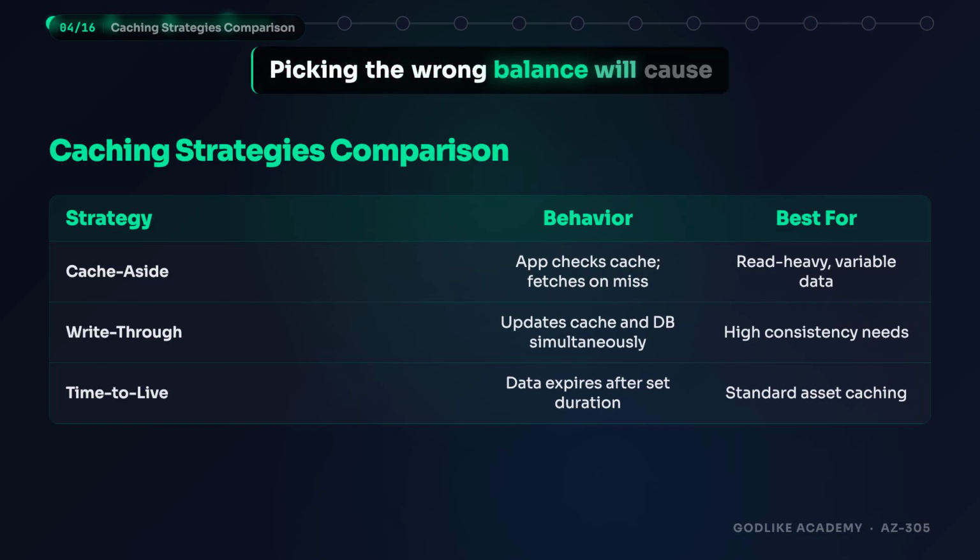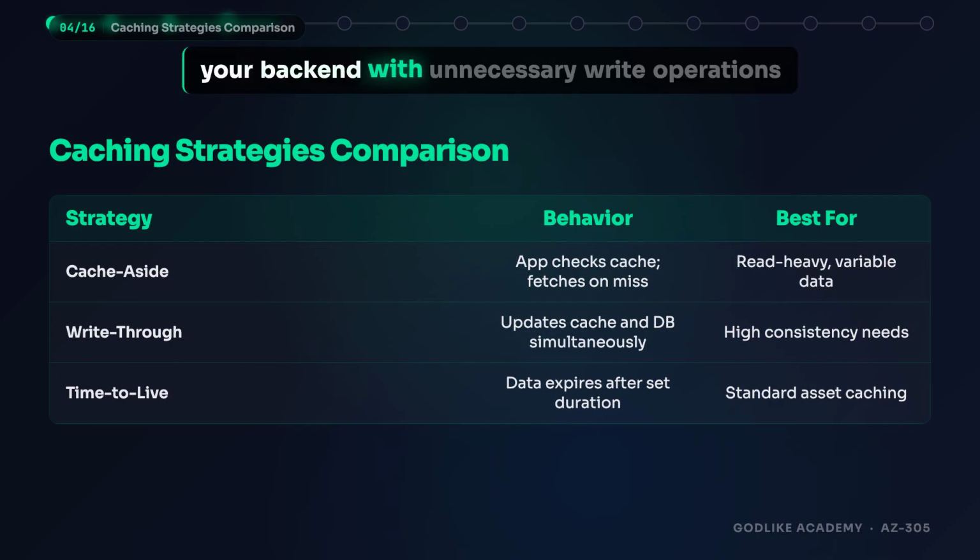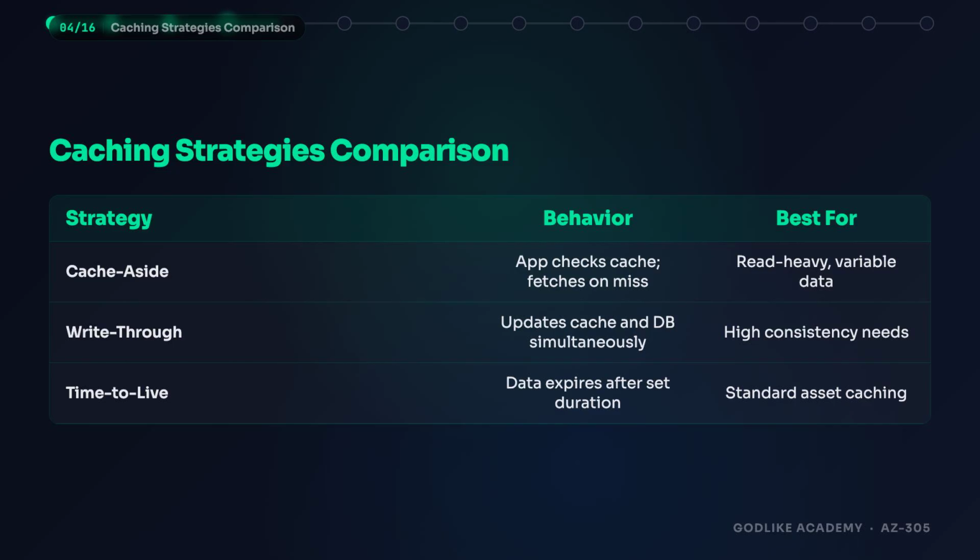Picking the wrong balance will cause stale data to surface or overwhelm your backend with unnecessary write operations during traffic spikes.